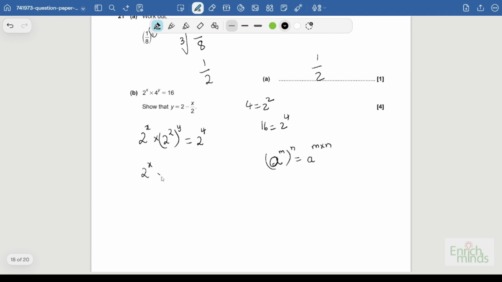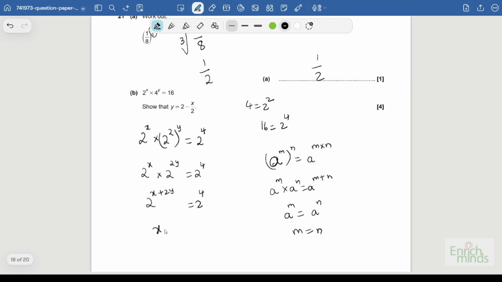So we have 2 power x times 2 power 2y equals 2 power 4. Now for the left side, we see the bases are same and there is multiplication. We can add the powers, because a power m times a power n is a power m plus n. So using this rule, I can add the powers here. This is equal to 2 raised to 4. Now the bases are same and there is an equal sign in between, then the powers have to be equal. This comes from the fact that if a power m is a power n, then m equals n. Okay, so let me write this clearly.